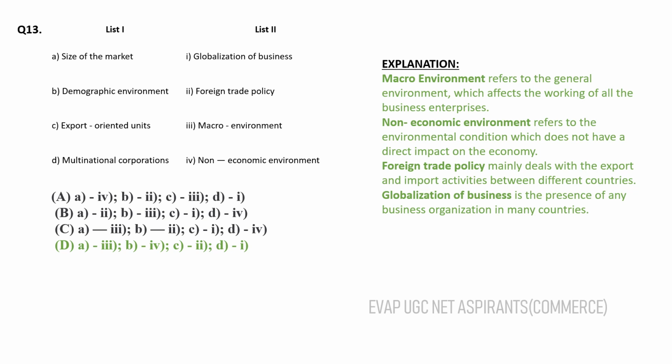So let us see the explanation. Macro environment refers to the general environment which affects the working of all business enterprises. That is the outside environment, the general environment. Non-economic environment refers to the environmental condition which does not have any direct impact on the economy. Foreign trade policy mainly deals with the export and import activities between different countries. Globalization of business is the presence of any business organization in many countries.